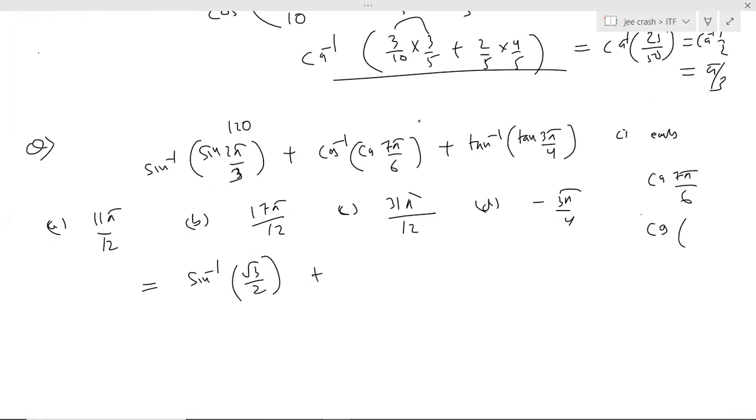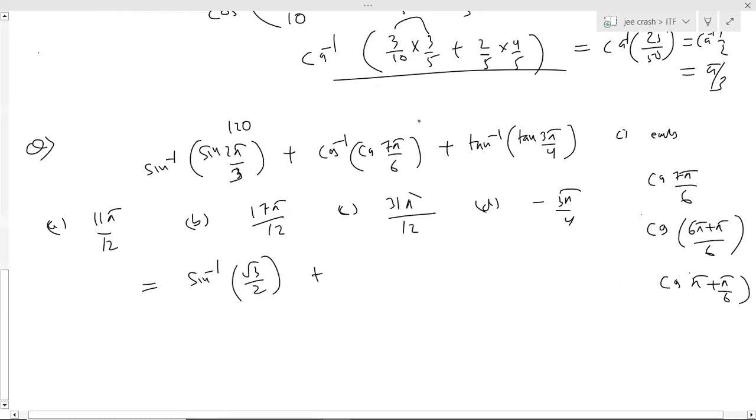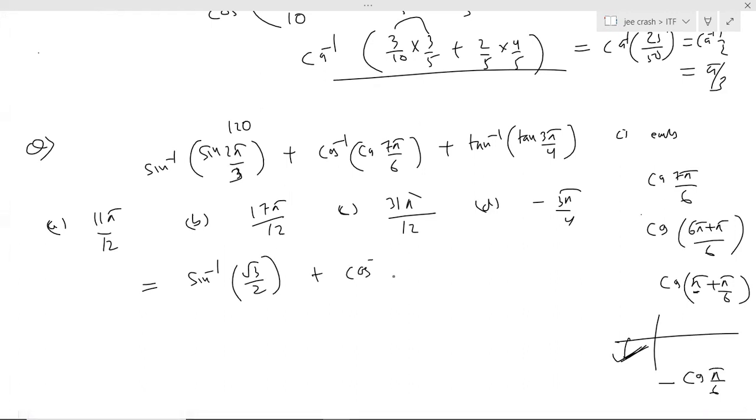This is cos nearest multiple of 6. So 6 pi plus pi upon 6. So cos pi plus pi by 6. Pi plus pi by 6, third quadrant, which means negative, and pi plus something, so cos will remain cos and pi by 6. So minus root 3 by 2. And plus tan inverse. Tan 3 pi by 4 is minus 1.